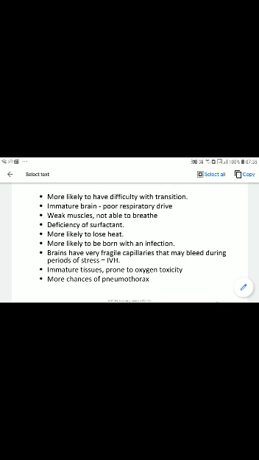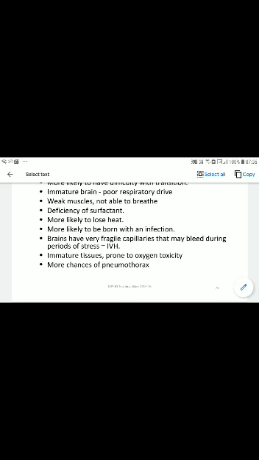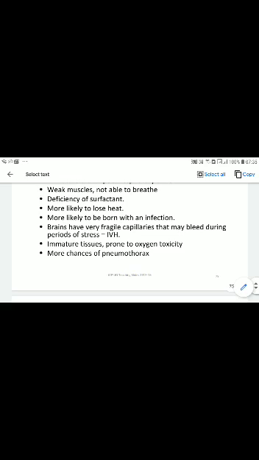They lose more heat compared to a term baby. Hypothermia occurs in them very quickly. And because the immune mechanism is immature, it is at a lower level, so they are prone to more infection. The capillaries are very fragile, especially in the brain, and during this transition period, because of the stress, they may develop intraventricular hemorrhage. When we give oxygen, oxygen itself can produce toxicity, retinopathy can occur, and other organ damage can also occur, and there are more chances of pneumothorax.